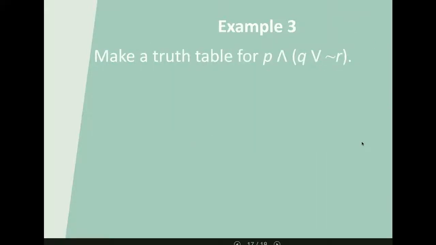Make a truth table for P and then in parentheses, Q or not R. Well, let's work our way through this. This might take a little time here, but it's good to think through these. So how many different statements do we have here? We have P, Q, and not R. So we have 3 different statements, P, Q, R. And so how many rows do we need to have? Well, it's always 2 to the number of statements, and we have 3 statements. So we should have 8 rows of trues and falses. And so we'll need 8 rows.